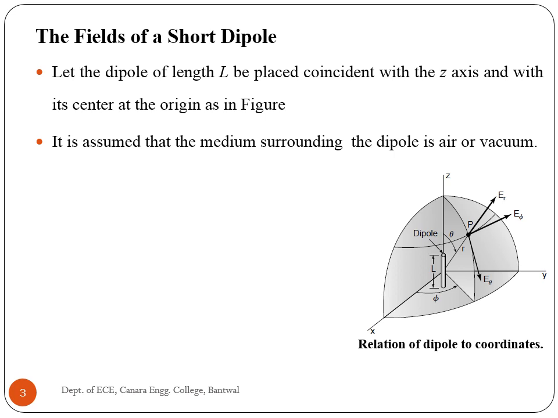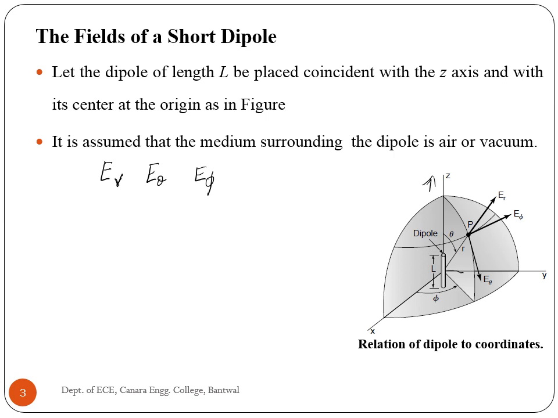The fields of a short dipole. Let the dipole of length L be placed coincident with the z axis and with its center at the origin as shown in figure. The fields from the dipole have only three components: E_r, E theta and E phi. It is assumed that the medium surrounding the dipole is air or vacuum.